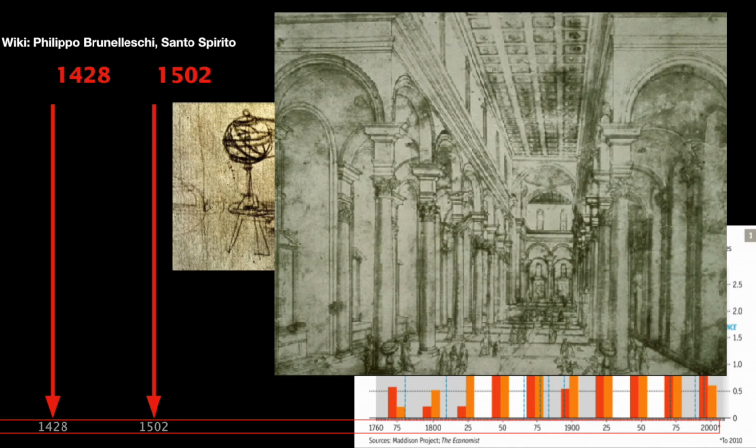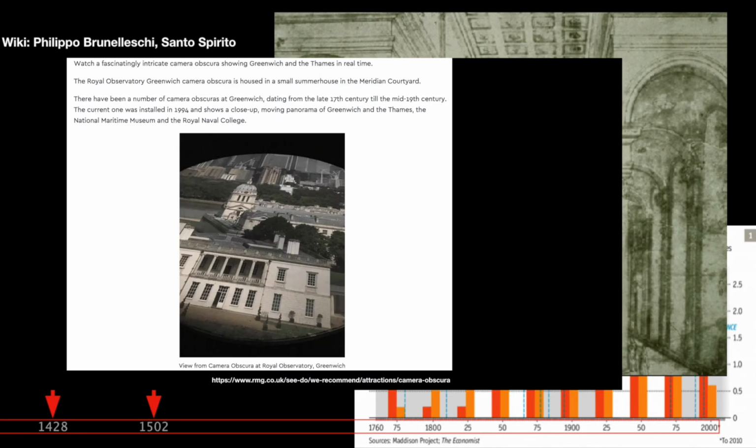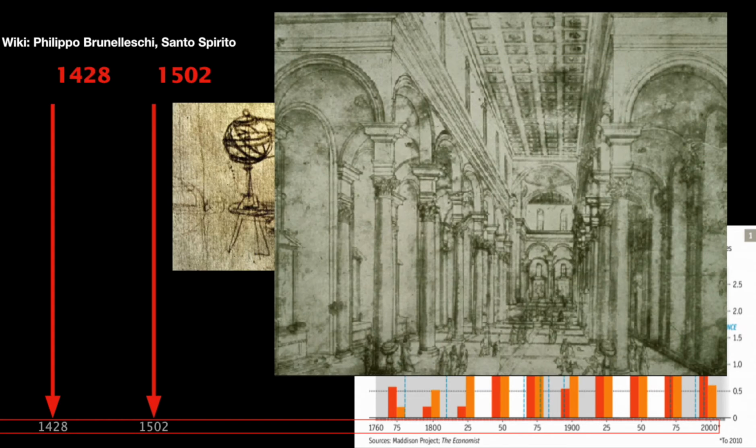Leonardo da Vinci is talking about camera obscura. I've seen a beautiful camera obscura in Greenwich, London, in the observatory, where it moves. So on a big white table, you can see the scenery of London changing as it goes.